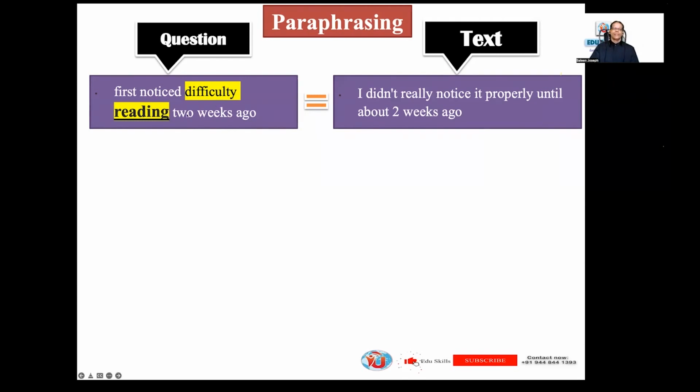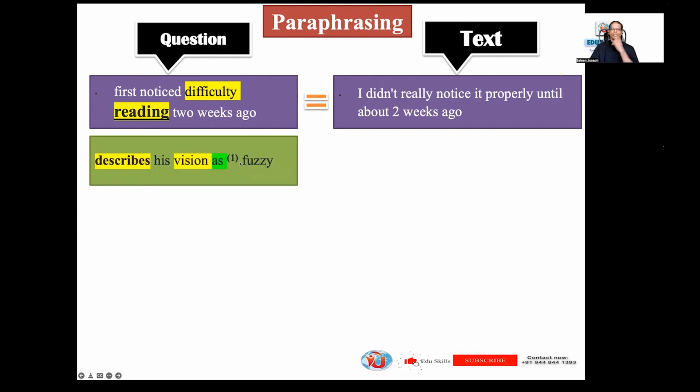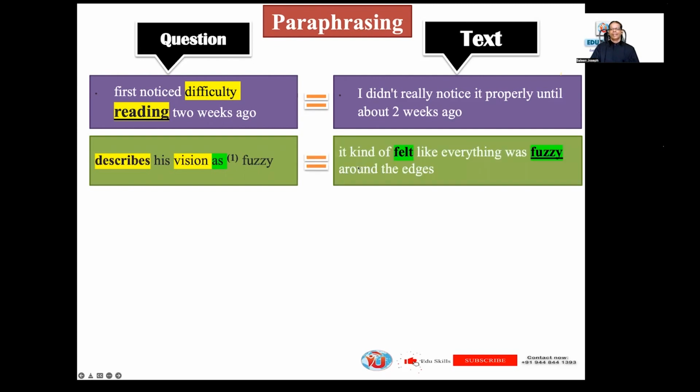See, first noticed difficulty reading 2 weeks ago. Same thing expressed in the text is, I didn't really notice it properly until about 2 weeks ago. It means difficulty reading. Okay, so reference is there. See, other one is describes his vision as fuzzy. And here in the text, it is said, it kind of felt like everything was fuzzy around the edges. Same thing mentioned in different ways.